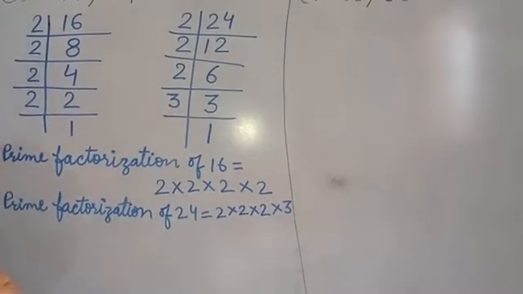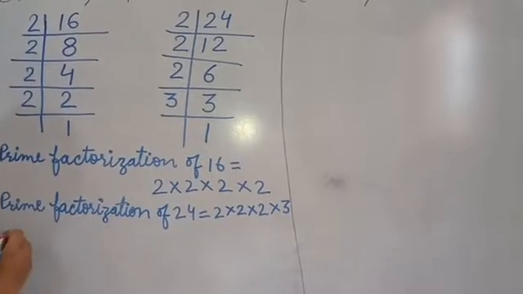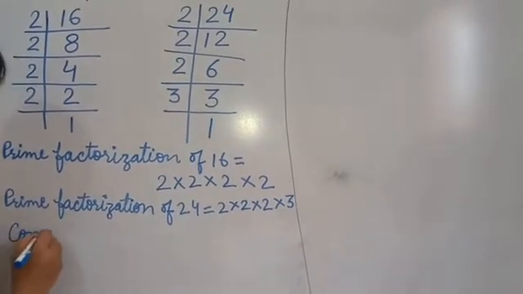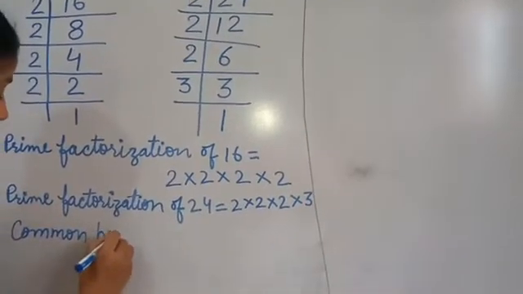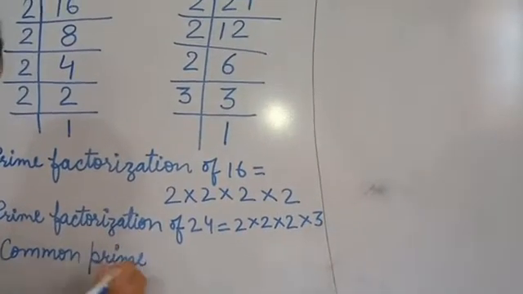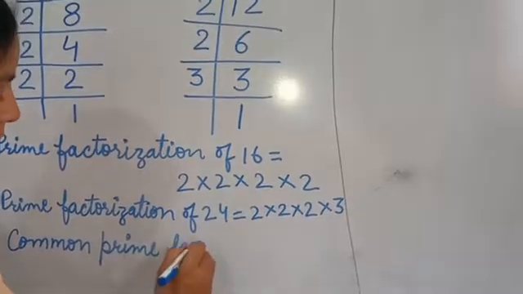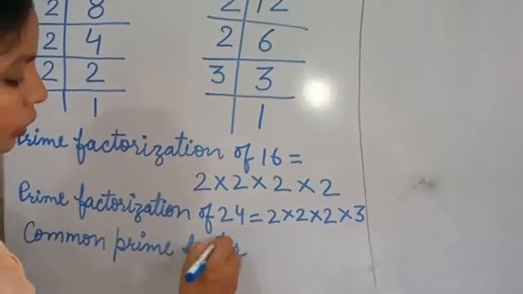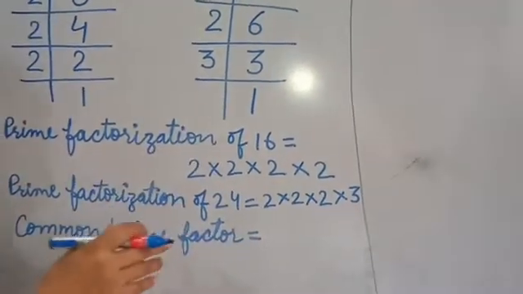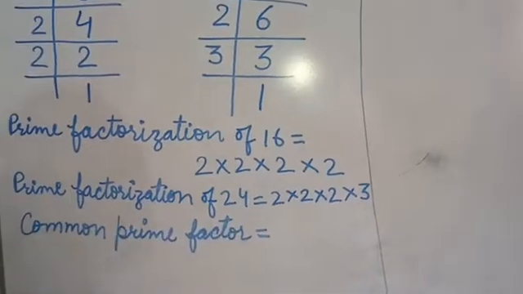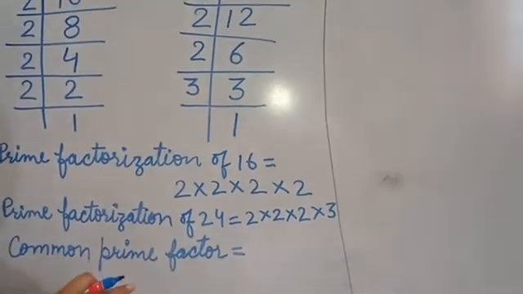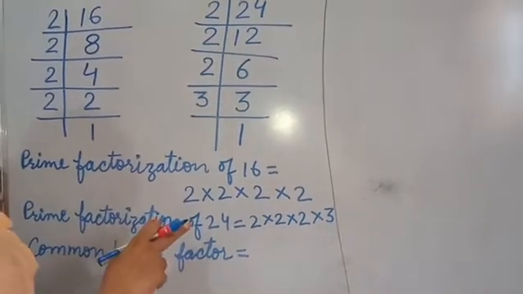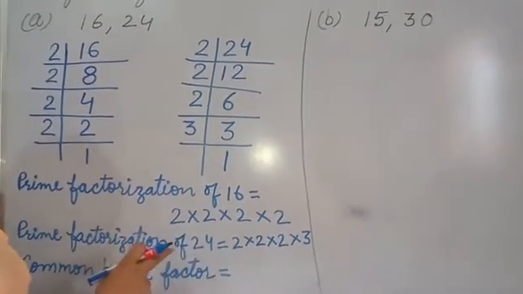Now we should find common prime factors. So we write here common prime factors. As you know, what is common? Common means which are in both, which are in all, that is called common. So which is common in the prime factors of 16 and 24?